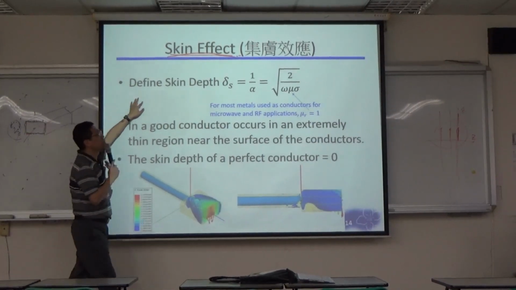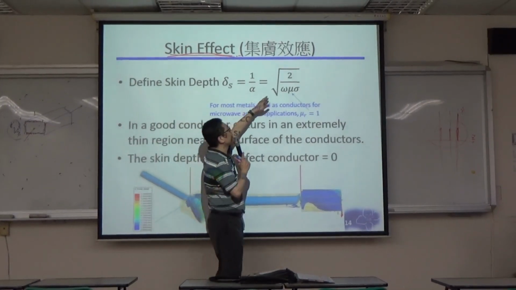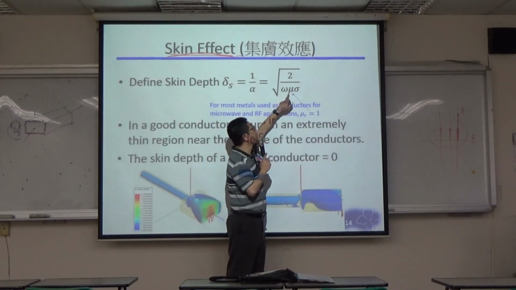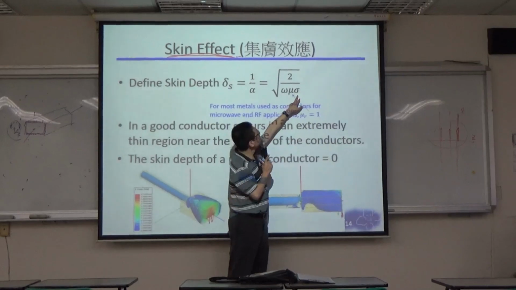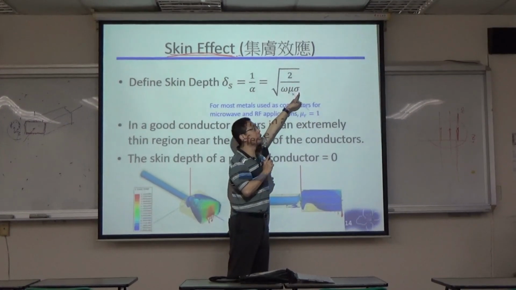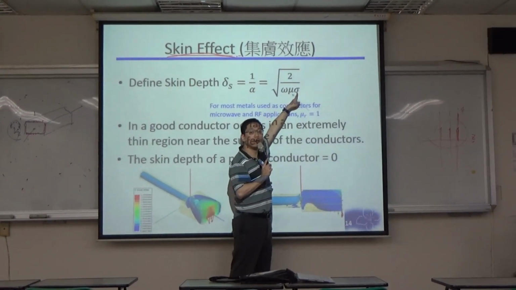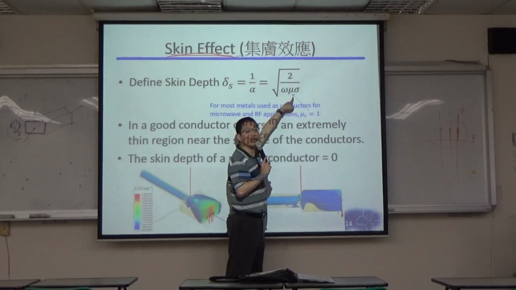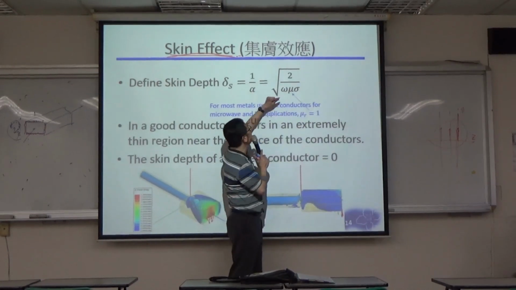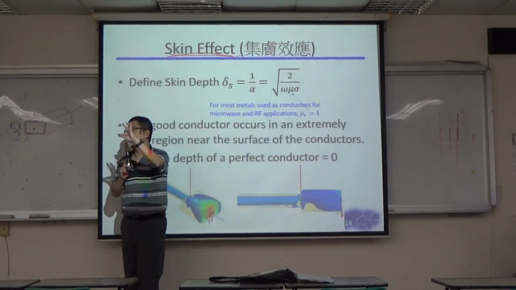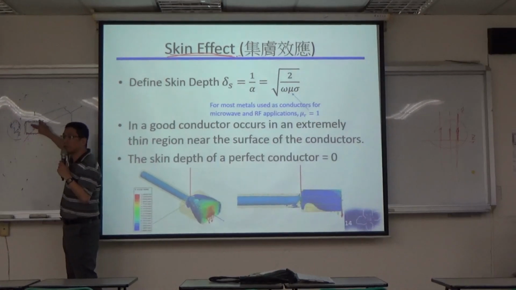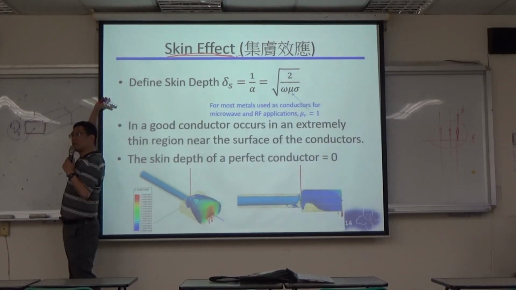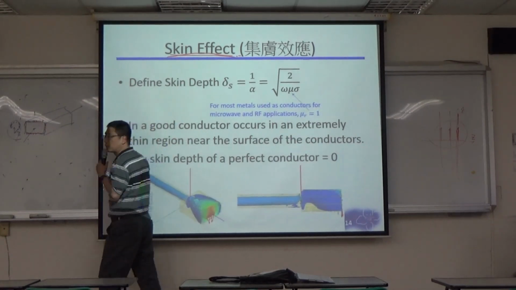You calculate the skin depth by this equation, the square root of 2 over omega mu sigma. You put a number of sigma here, you put a frequency and the mu of your material here, and you will know how deep the field penetrates. So what can we use from this equation?